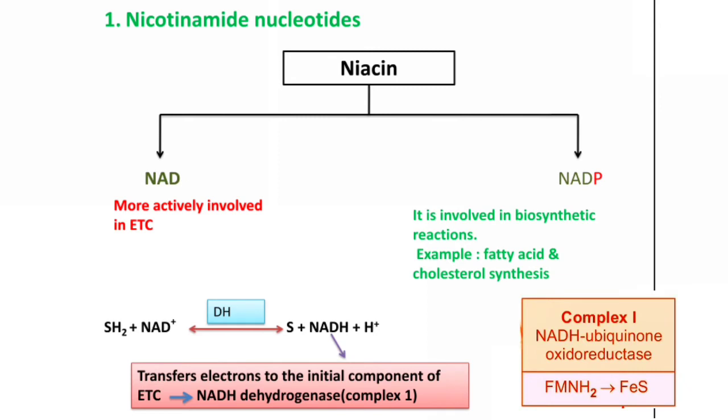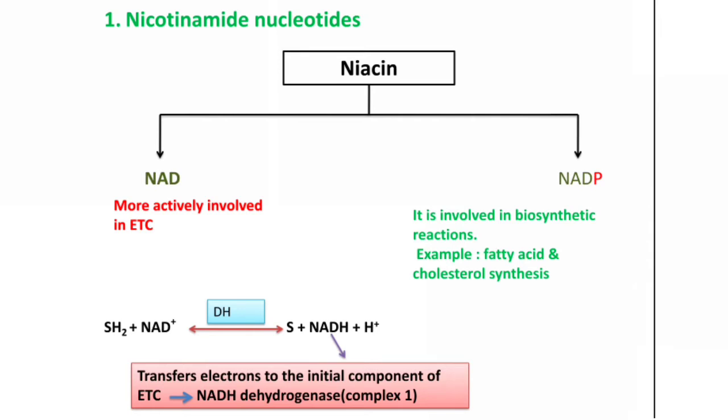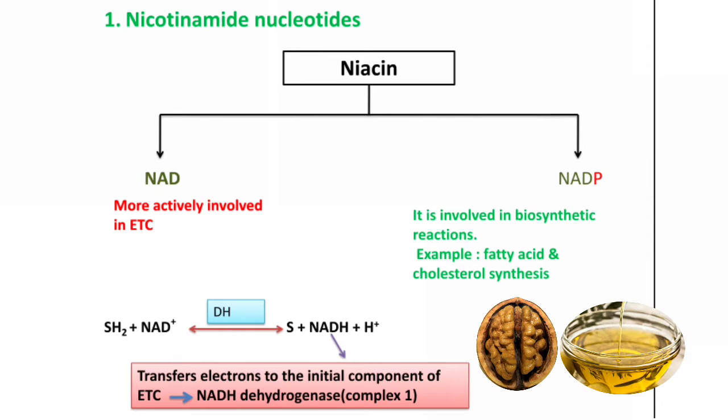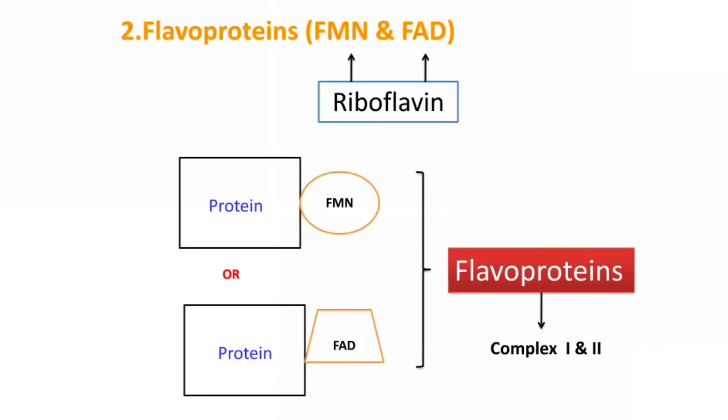Coming to the other active form of niacin, that is NADP, and its full form is nicotinamide adenine dinucleotide phosphate. The reduced form of this NADP, that is NADPH, is involved in the biosynthetic reactions. For example, in the synthesis of fatty acids and cholesterol synthesis, NADPH, that is the reduced form of NADP, is required.